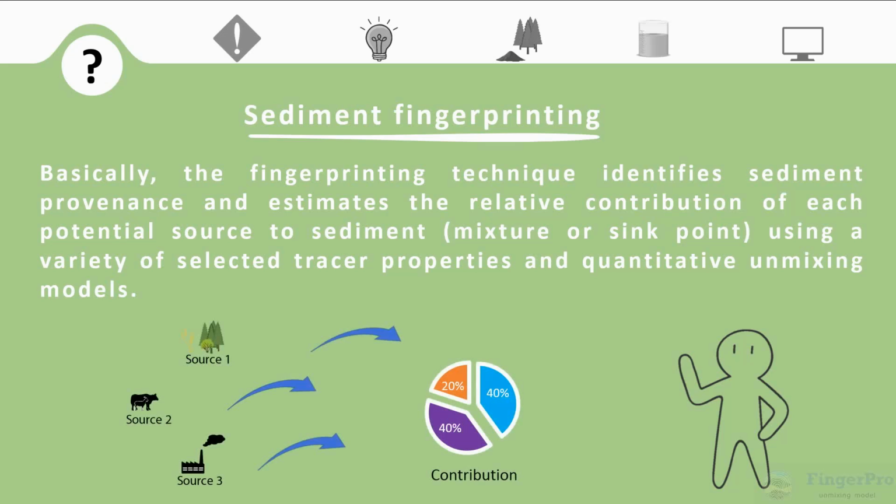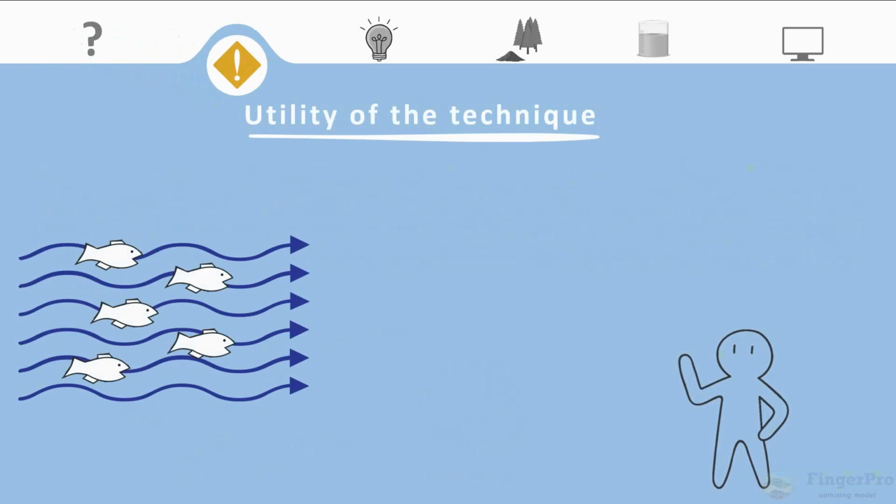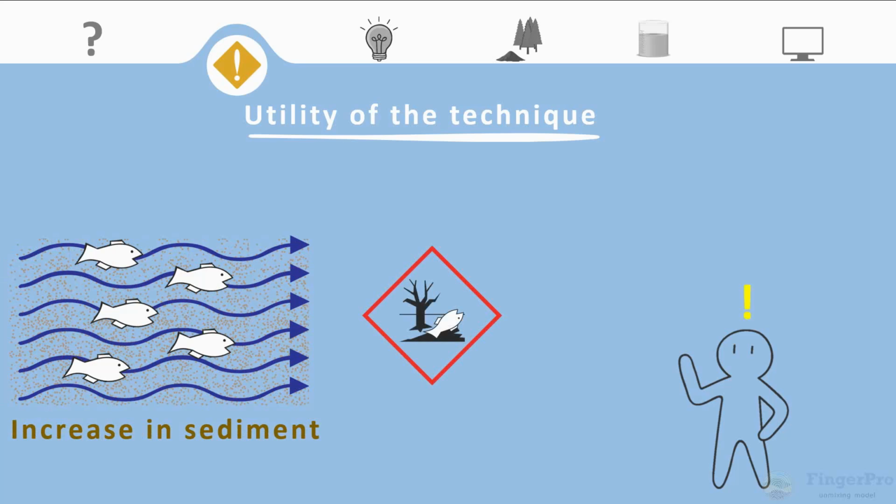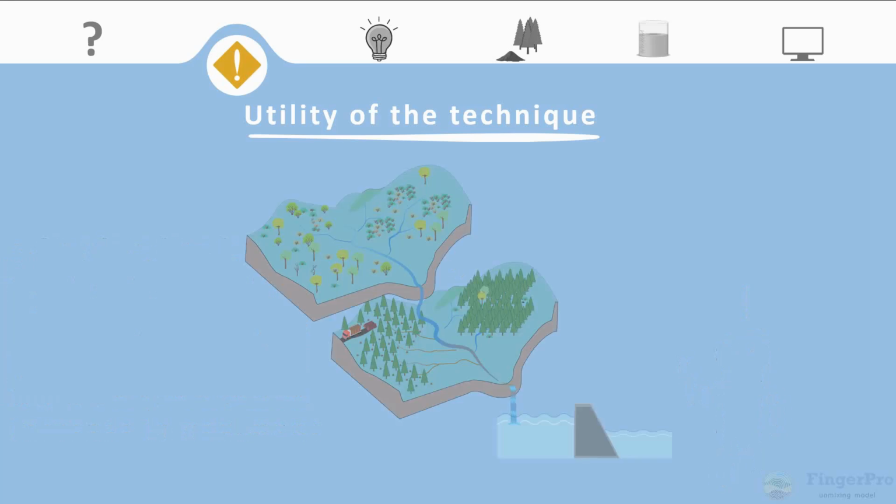Now that we know what it is, let's find why the technique is needed. The first thing to highlight is that the transported sediment, and especially fine-grained sediment, is perhaps the most widespread and pervasive contaminant in hydrological systems, with a detrimental effect on infrastructures and aquatic habitats. To see this more clearly, let's use an example.